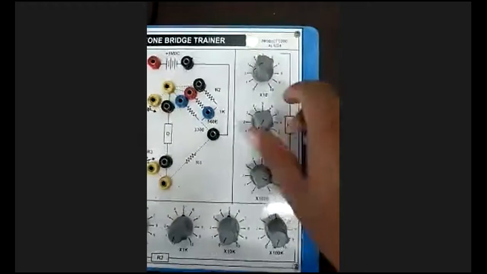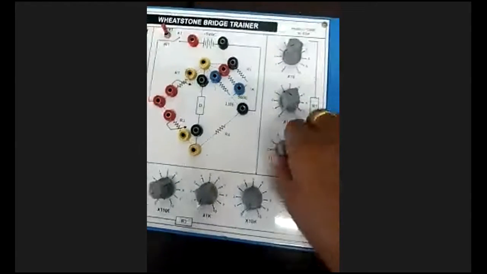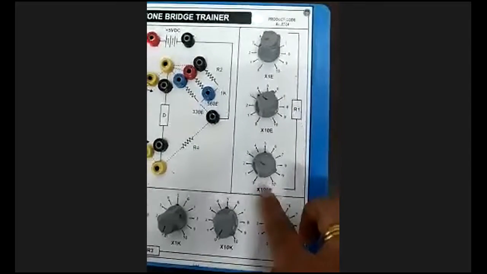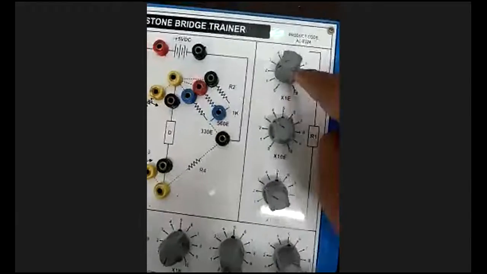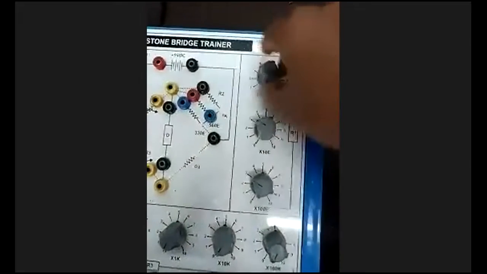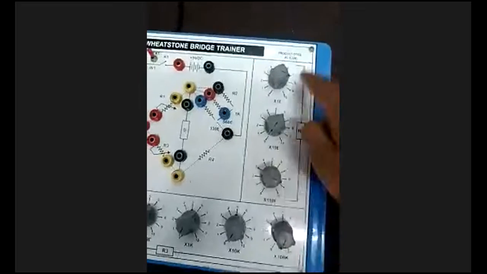Here 10 is there, so 5 into 10 is 50 ohms. And here I will increase this one to 2. 2 into 100 is 200, plus 50, plus 3, so 253 total. We have to count like this. This is the variable resistance R1. R1 we are going to vary.